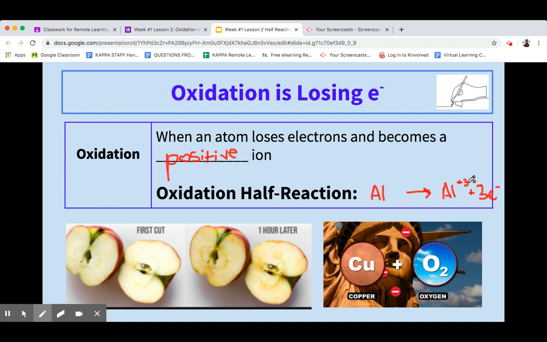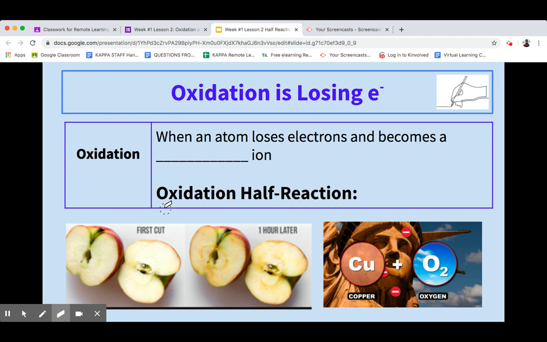If you look at your half reaction here, this shows on both sides of the reaction the charges are balanced. Equal signs mean that things on both sides need to be equal or balanced. So the charge over here is 0. And the charge over here, if we have +3 and a -3, electrons are negative, that's also 0. That's how you know you're doing your half reactions correctly.